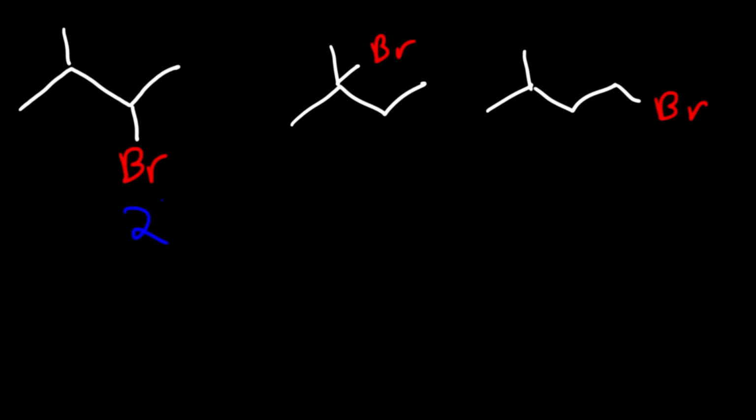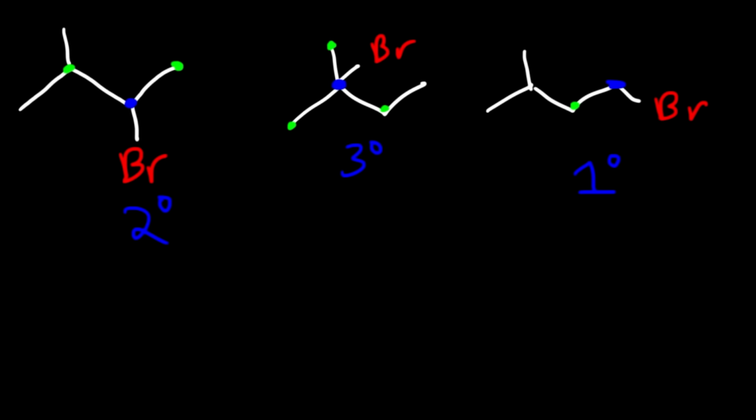So here we have a secondary alkyl halide because the carbon that bears the bromine atom is attached to 2 other carbon atoms. And in the middle we have a tertiary alkyl halide because that carbon, which is here, is attached to 3 other carbon atoms. And on the right, we have a primary alkyl halide because the carbon that bears the bromine atom is attached to only 1 other carbon atom.